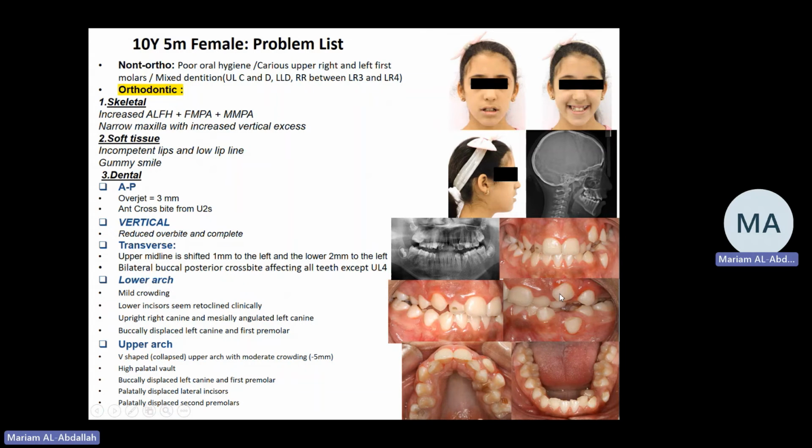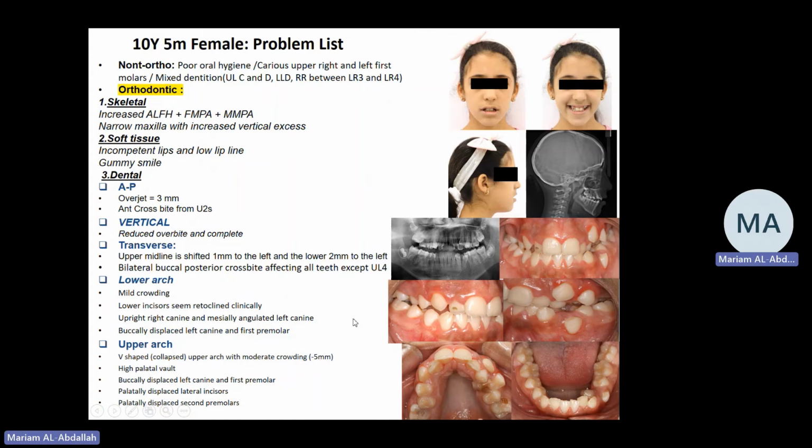Right, transversely, I have a problem. I have the upper central line shifted to the left about 1 millimeter and the lower central line shifted to the left about 2 millimeters. And we have bilateral crossbite affecting all teeth except for the upper left four. So all teeth in the buccal segment are affected except for this one. Even the molar is in a potential crossbite. So obviously we have transverse problems.